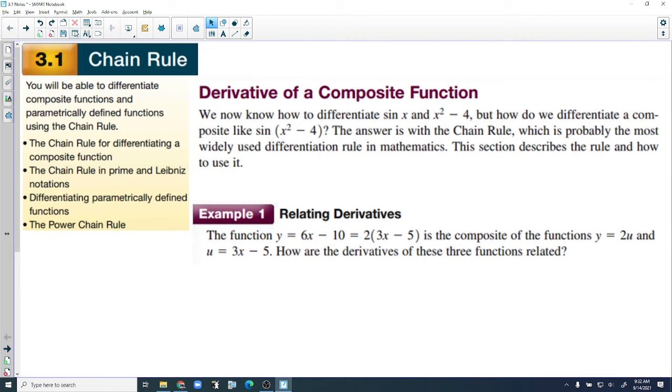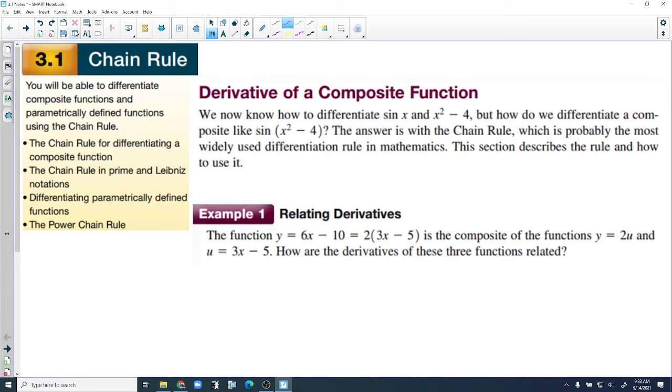Chain rule, derivative of a composite function. That's really what the chain rule is all about: sine of x squared minus 4, a function inside a function. And how do we take the derivative of that? The answer is with the chain rule, which is probably the most widely used differentiation rule in mathematics. It will follow you the rest of the year. Pretty important, that's why we spend 4 days on it. We're not going to spend 4 days on hardly anything.